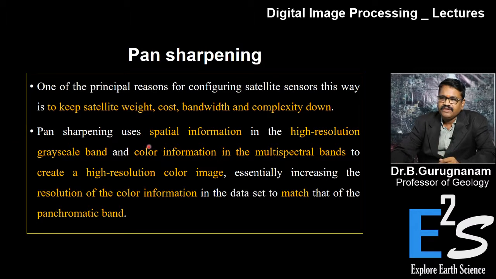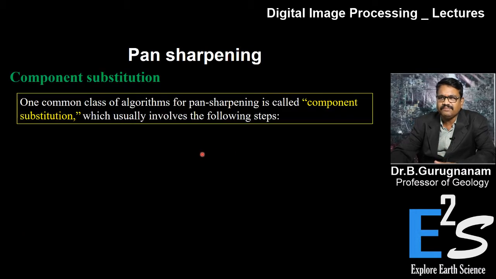of money. And pansharpening uses the spatial information of the high resolution grayscale image together with the color information of the multispectral image. That is the additional benefit you will get: the black and white becomes a color image, and with more clarity. And these are all examples of why you are going for pansharpening.